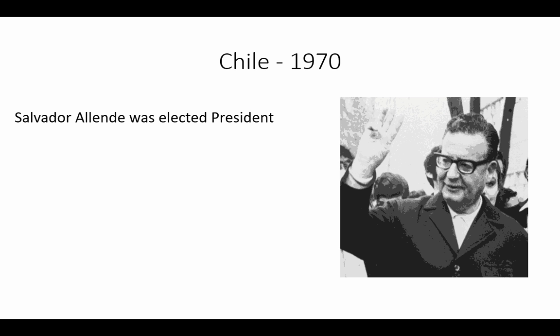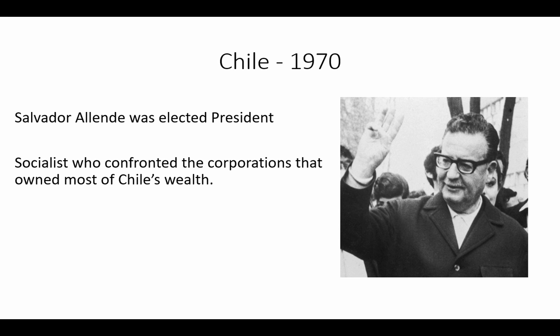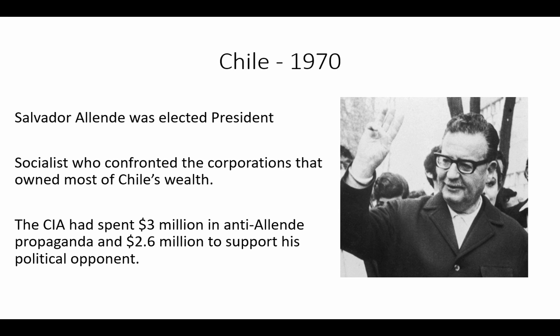For example, in Chile, there was a man who was elected president of Chile. His name was Salvador Allende, and he was a socialist. So Americans were not happy that he had been elected president. And so the CIA had spent $3 million in propaganda trying to discredit Allende so that he would not become elected. And they even spent $2.6 million to support his political opponent. And they're doing this in another country. And normally we would expect that countries would respect the sovereignty of each other.